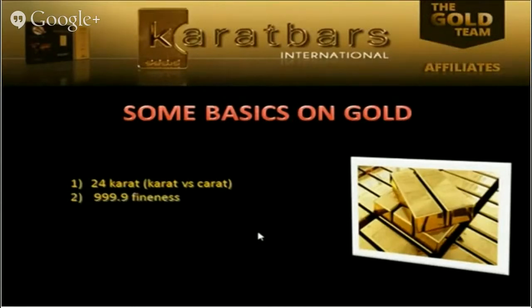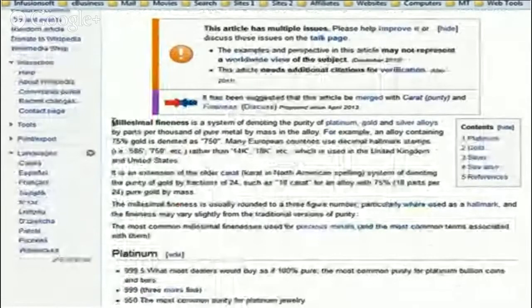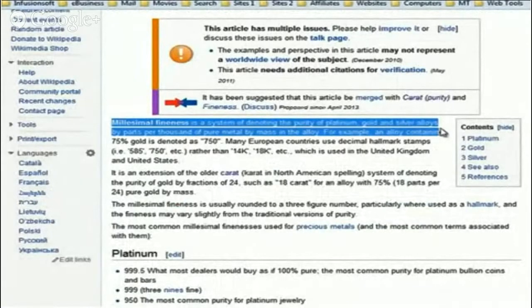The next thing is this fineness. You see this 999.9 come up from time to time. You think, well, what's that? Is it 999.9%? Doesn't sound right. So let's have a look at this. Where we went to here was Wikipedia, and it's called the millesimal fineness, a system of denoting purity in platinum, gold, and silver alloys in parts per thousand for the pure metal by mass. Okay, so that's where it comes from.